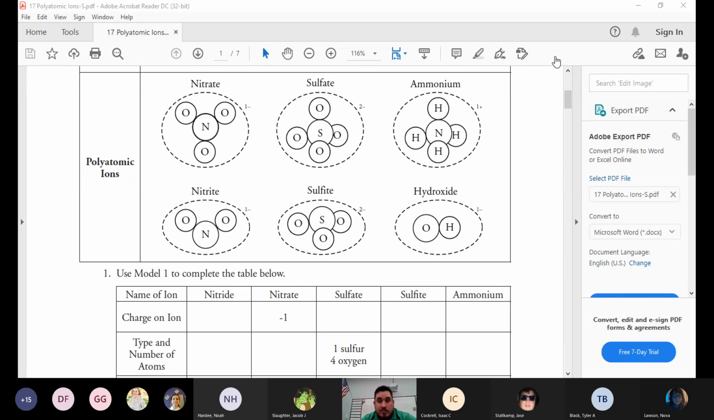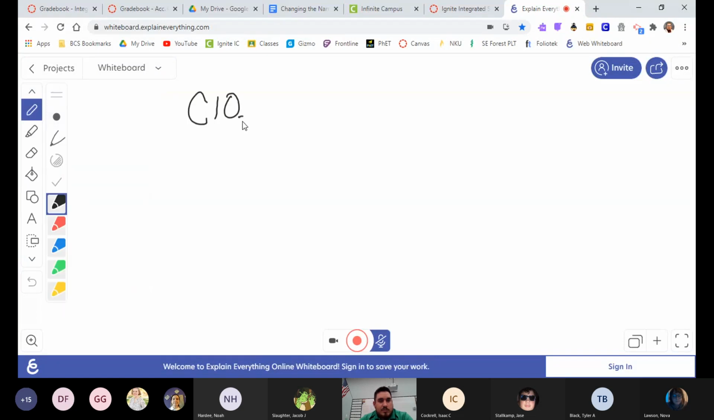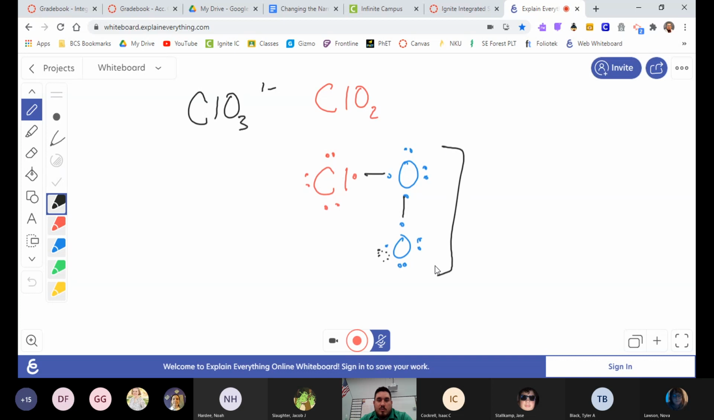And again, if you want to actually see that, you could draw it. The chlorate was CO3 1 minus. So the chlorite is going to be CO2. Chlorine has 7 valence electrons. Oxygen has 6 valence electrons. Okay. Connect the dots. Chlorine done, can't do anything. Oxygen there. Again, I need to gain 1 more electron.